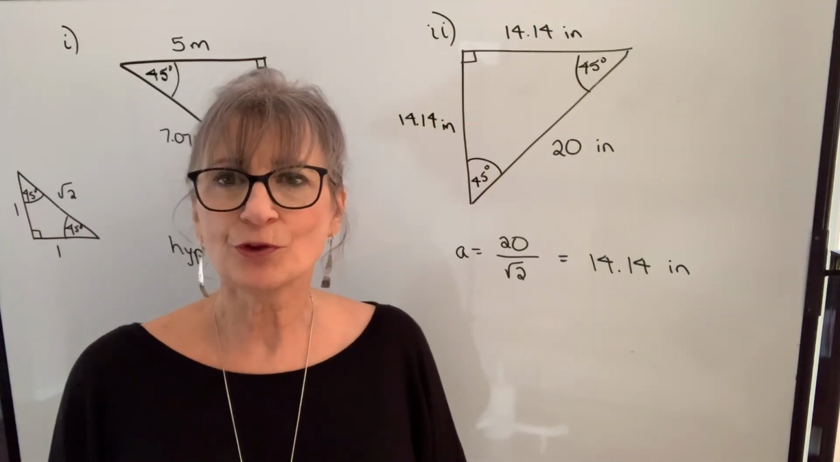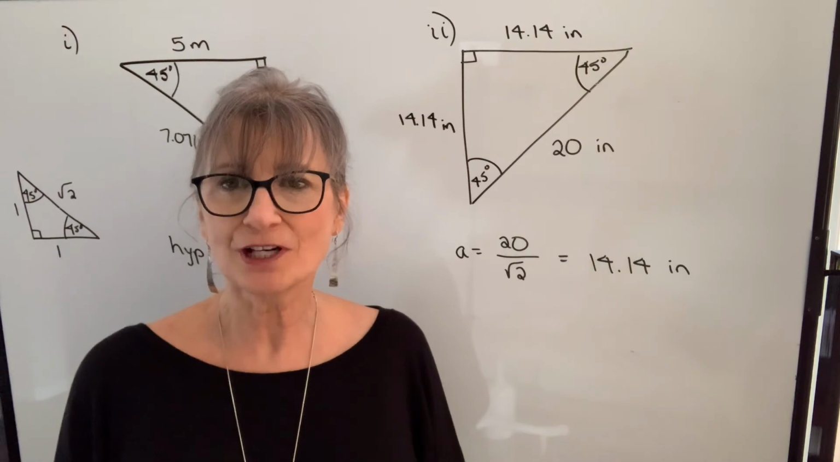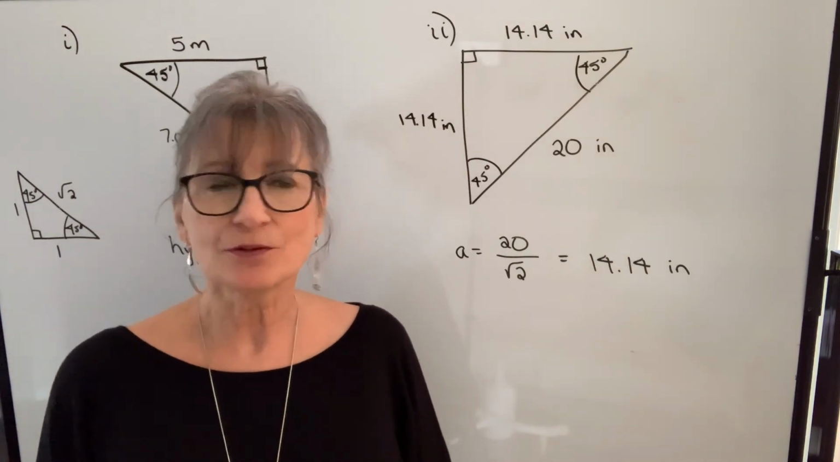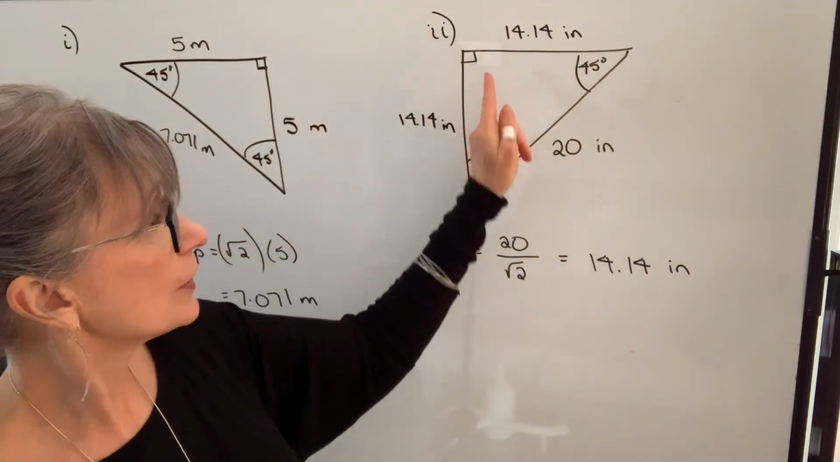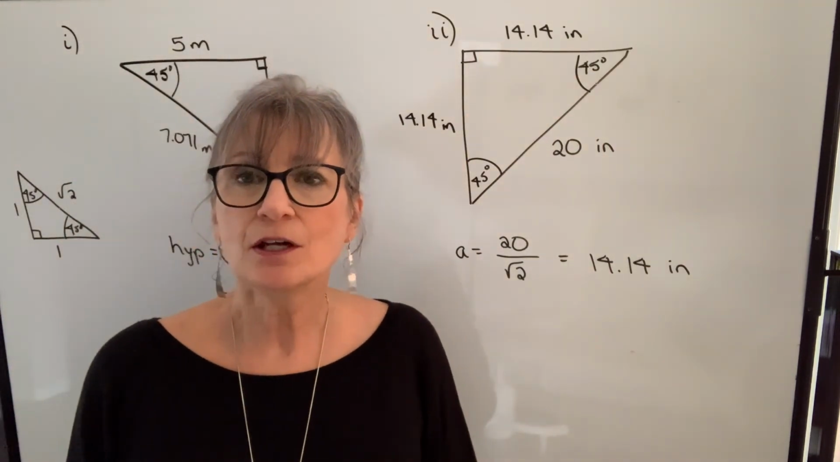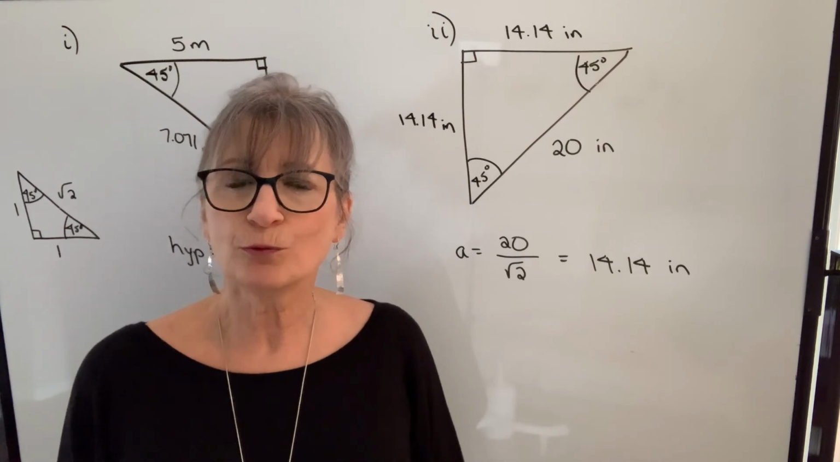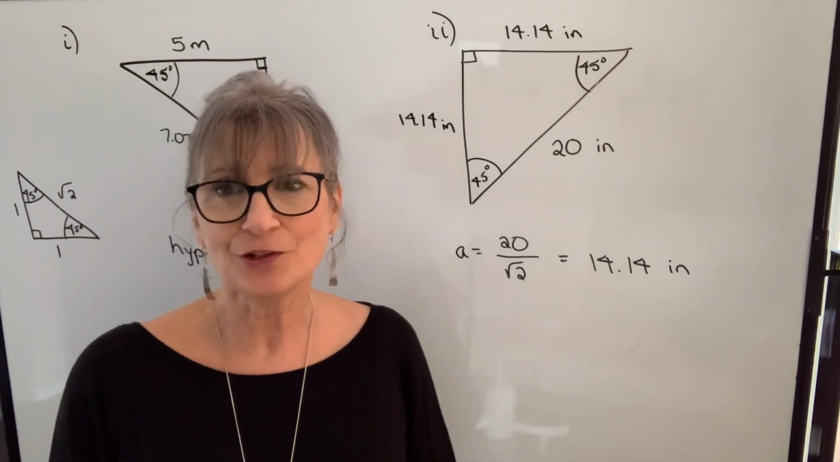So when you're working with a 45, 45, 90 degree triangle, remember that the two sides that form the right angle will be equivalent, and the hypotenuse, which is across from the right angle, will always be root 2, or 1.414 times longer than either of the other two sides.